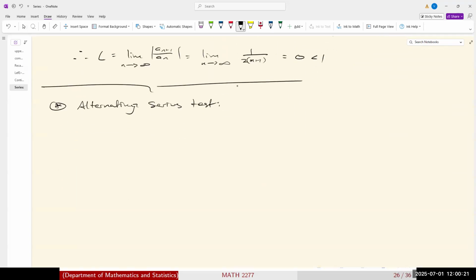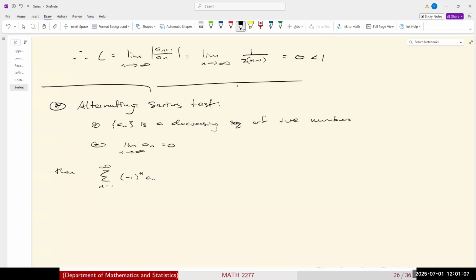Okay, so you have a couple conditions. The first condition is that an is a decreasing sequence of positive numbers. The limit of these numbers is going to 0. Then the summation of (-1)^n an converges.